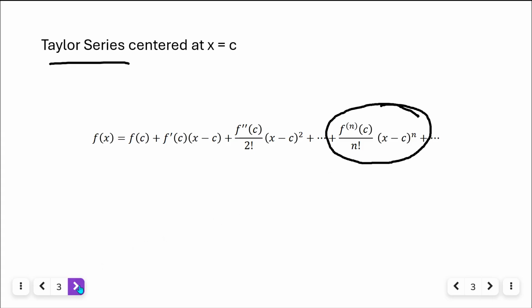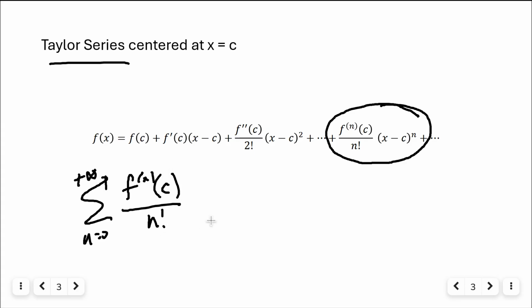And again, you could do the same thing for a Maclaurin series as well, centered at x equals 0, except in place of c, you would just put 0 for every term, as well as in the general term. So your Taylor series would be the sum from n equals 0 to infinity of the nth derivative of f evaluated at c over n factorial, times (x minus c) to the n. Now, how do we take functions and write them as a Taylor series?